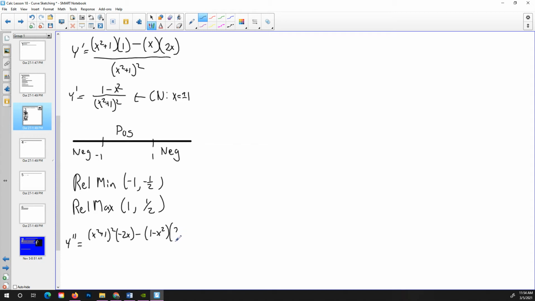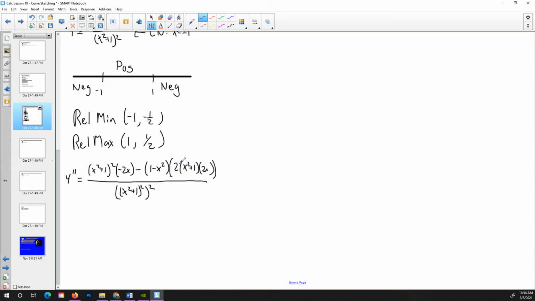So I'll go 2 and then leave what's inside alone, so x squared plus 1, and then I reduce that squared down to a 1. And then I have to multiply by the derivative of what's inside. So the derivative of x squared plus 1 is just 2x. And that's going to be all over x squared plus 1 squared and then squared again.